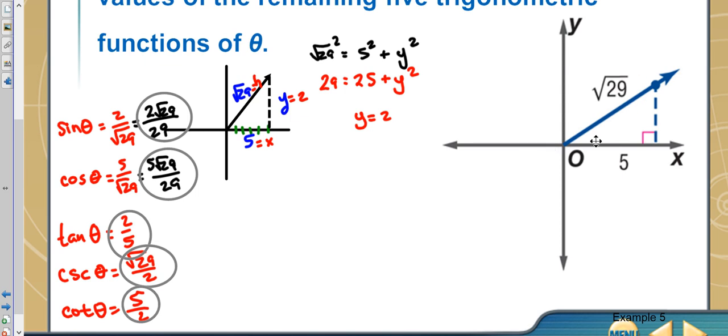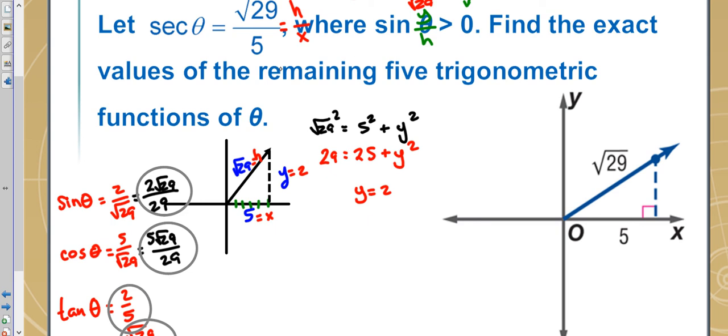Now again, I knew this was in the first quadrant because the sine was positive and the secant or cosine was positive. They're only both positive in the all quadrant. So it couldn't have been in the C quadrant because sine would have had to be negative, if that makes sense.